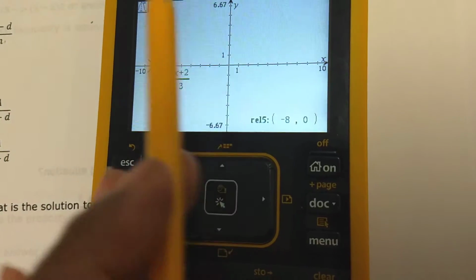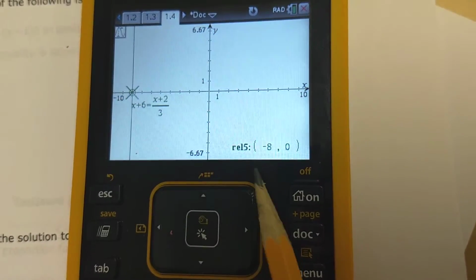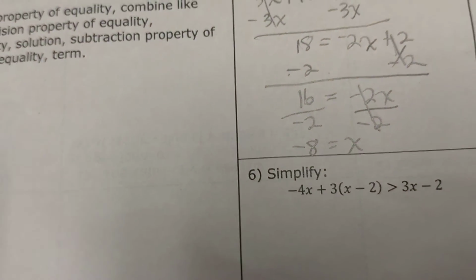And there we go. There's no shading, so my answer is equal. So I would have x equals, and then here's the number, negative 8. So I would get x equals negative 8 here.